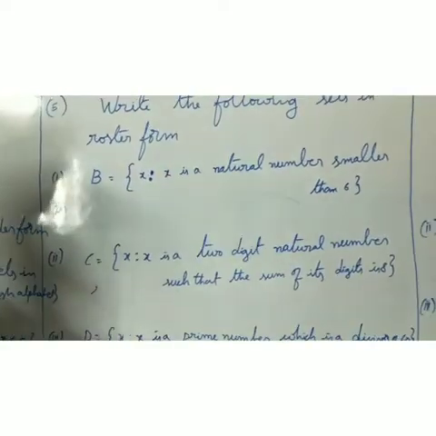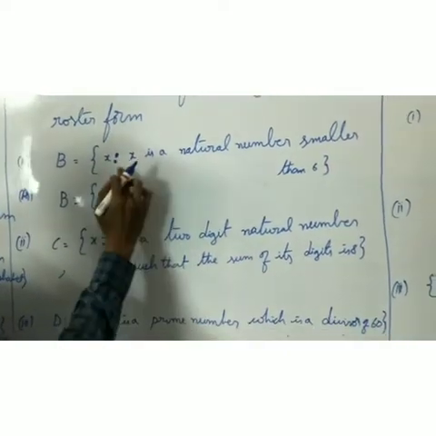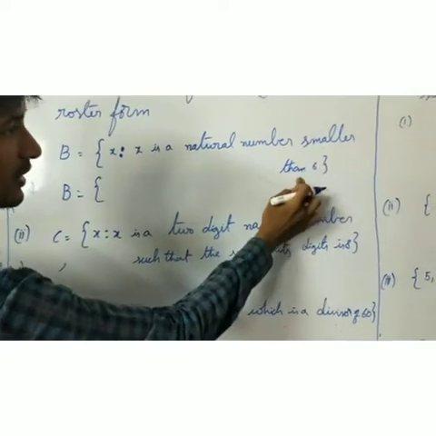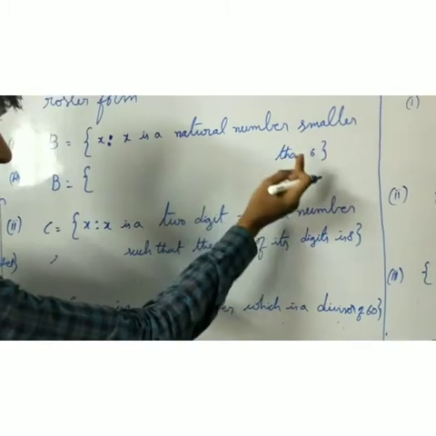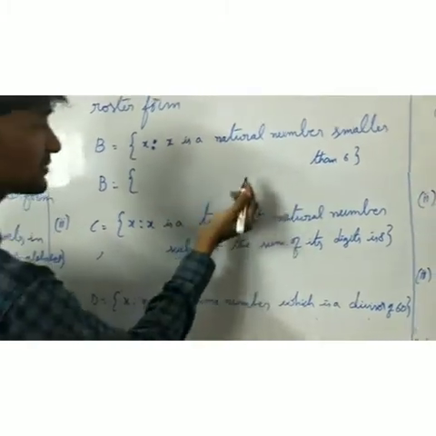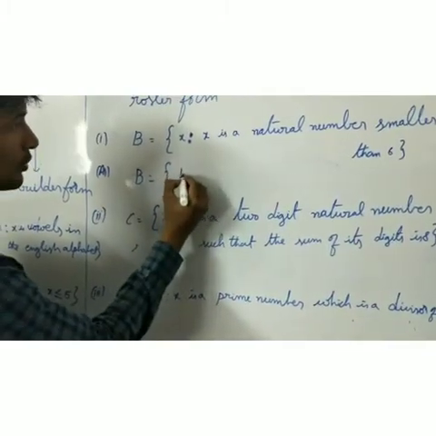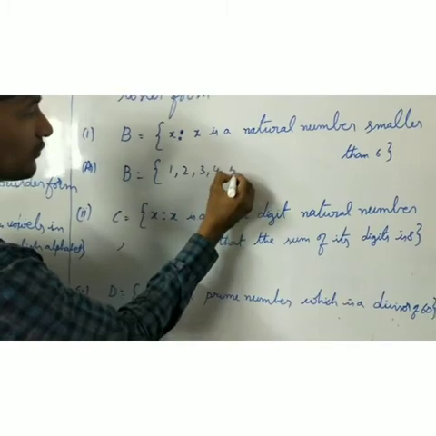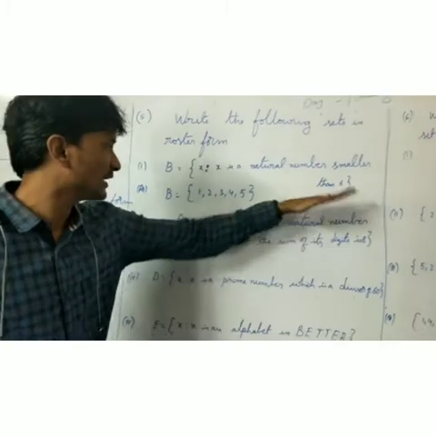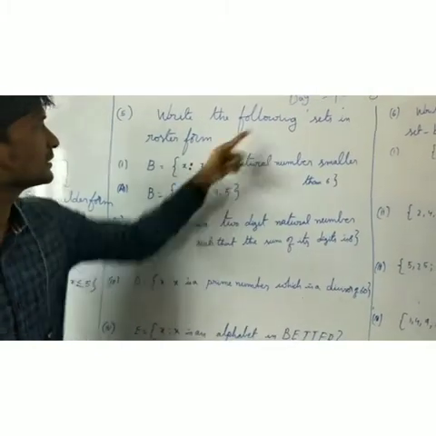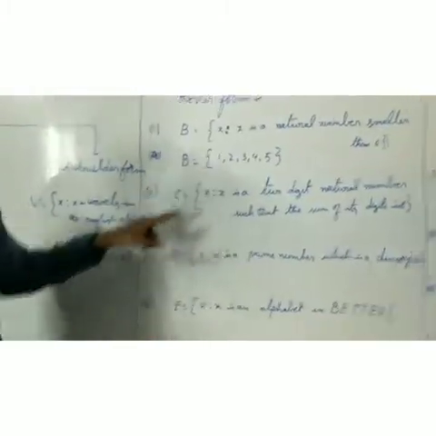So how to write it in the roster form? Set B equal to x such that x is a natural number smaller than 6. Smaller than 6 means less than 6. Less than 6, which numbers will be there? 5 numbers only, no? So those natural numbers we have to write: 1, 2, 3, 4, 5. Less than 6 only we have to write. So this is the set in the roster form. So we have to write like that.